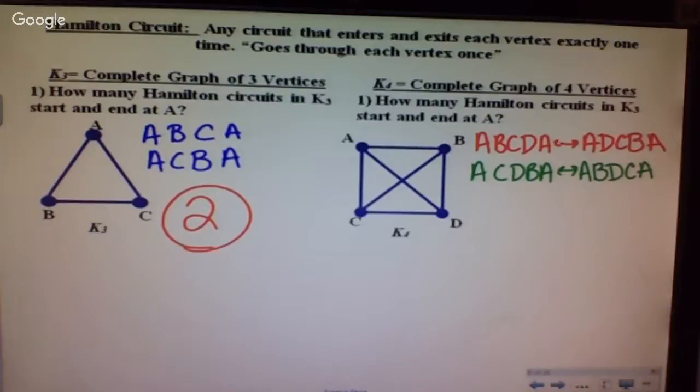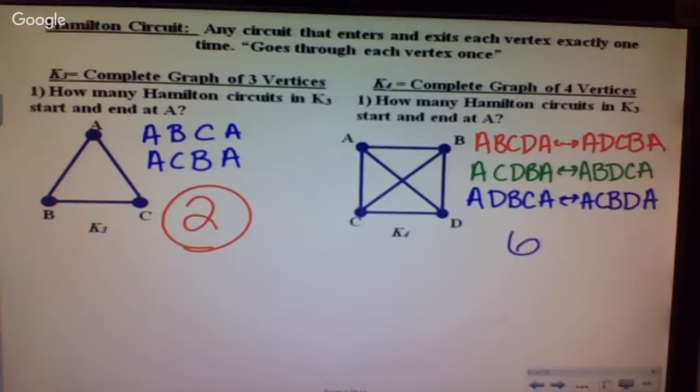Do I have any more? A, B, C, B, A. A, D, B, C, A. A, C, B, D, A. And that's the reverse. Okay. A, C, B, D, A.